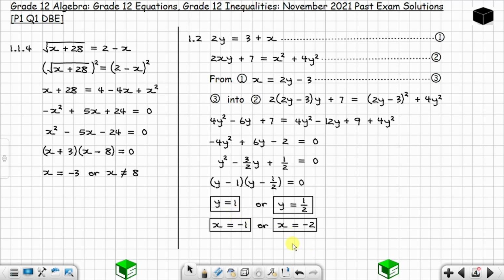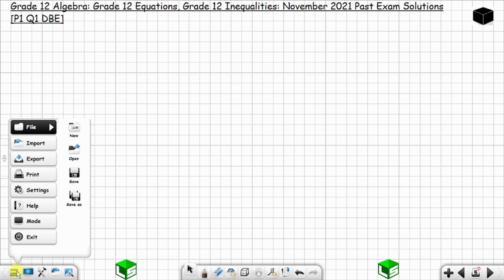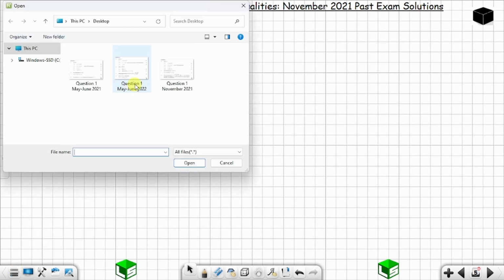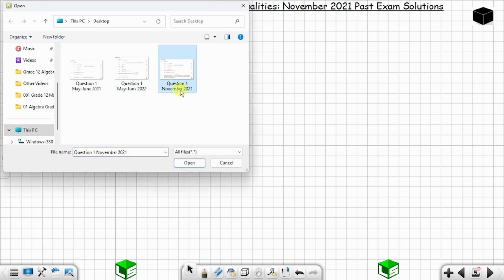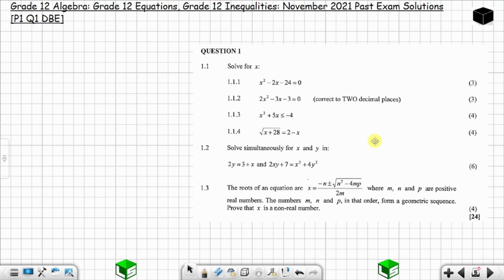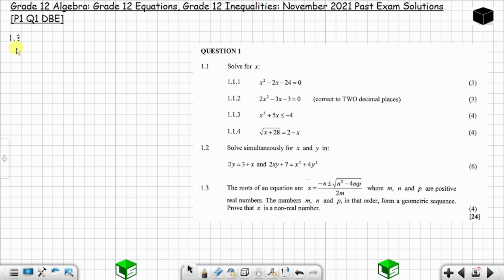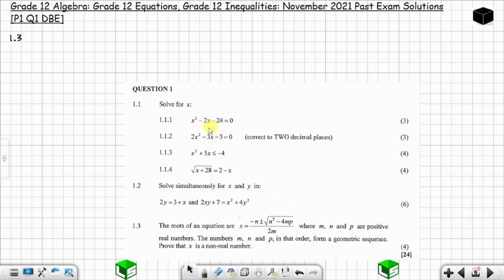Okay, this is question 1.2. Let's move on to the next question, which is 1.3. Okay, let me get the question again. It's question 1 from November 2021. Okay, so we are done with 1.2. This one, now we are going to solve 1.3. Okay, let me do this.